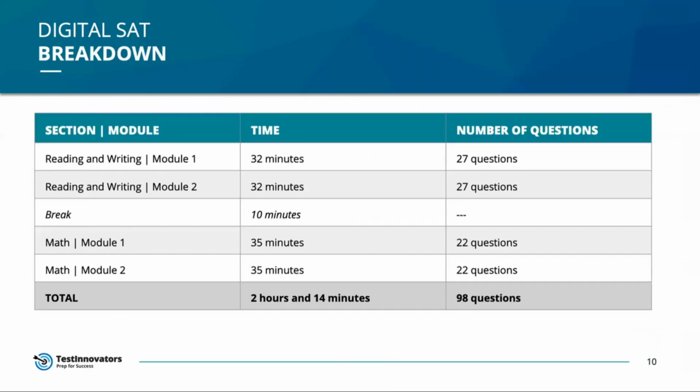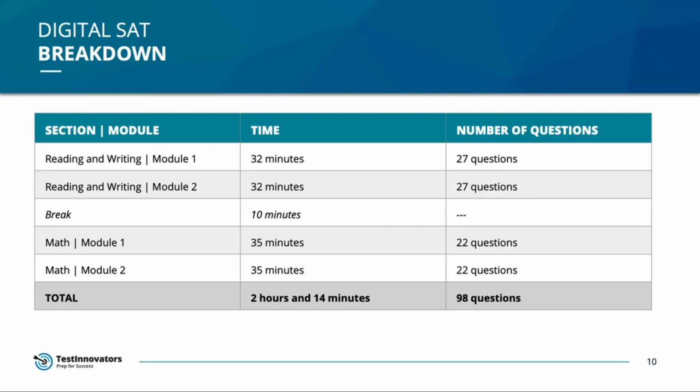So this is how this actually works. On test day, you'll go in and you're going to start with reading and writing module 1. You'll have 32 minutes to answer 27 questions. Now you can move around module 1. So you have 27 questions. You can answer those questions in any order. You can skip questions. You can come back to questions.